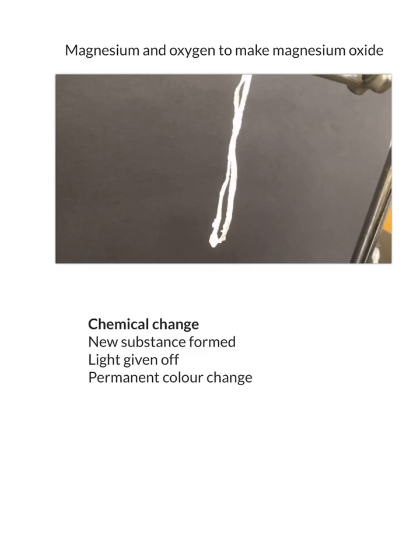Hopefully you decided this was a chemical change. One, a new substance was formed in the form of magnesium oxide, whereas before it was magnesium and oxygen. The oxygen is coming from the air, by the way. Light's given off, that really bright white light. It also gets really hot, so heat energy is given off. And you have a permanent colour change because the magnesium oxide is a white powder, whereas the piece of magnesium was a grey strip of metal.